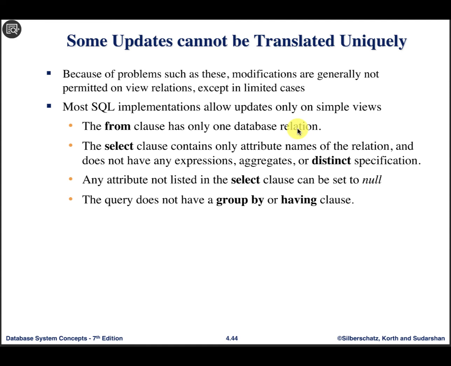The select clause must contain only attribute names of the relation. This means there is no aggregate function, no distinct specification, and no expression. You cannot say the salary divided by something. No, it must be student ID, name, and so on, only the attributes of the relation. Make it simpler. So in these cases, hopefully, it's allowed to update the view relation.